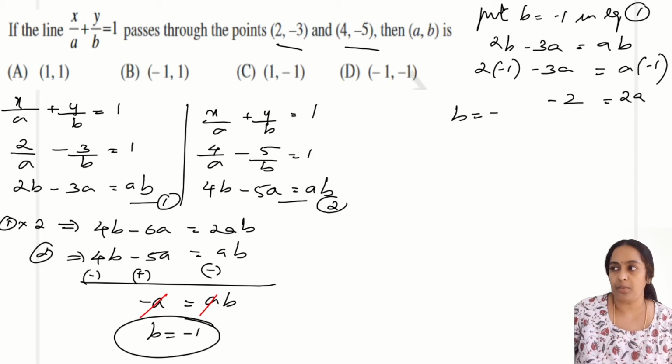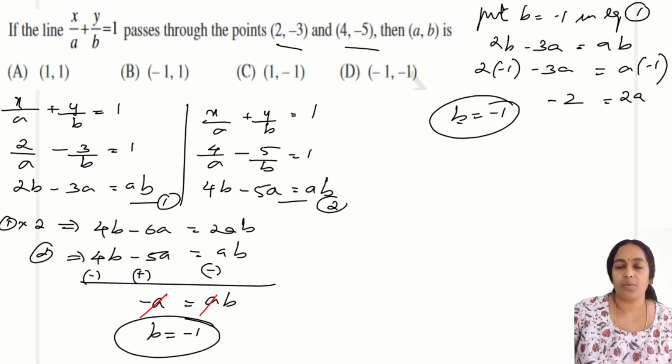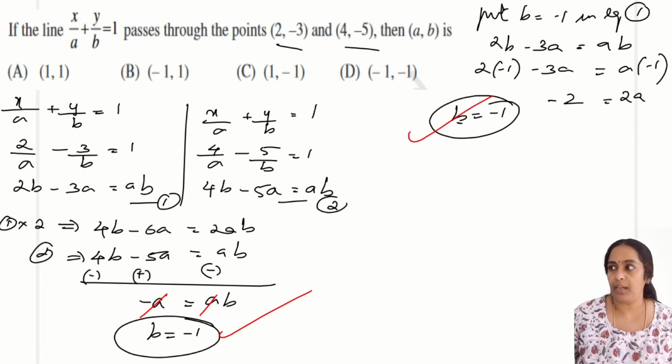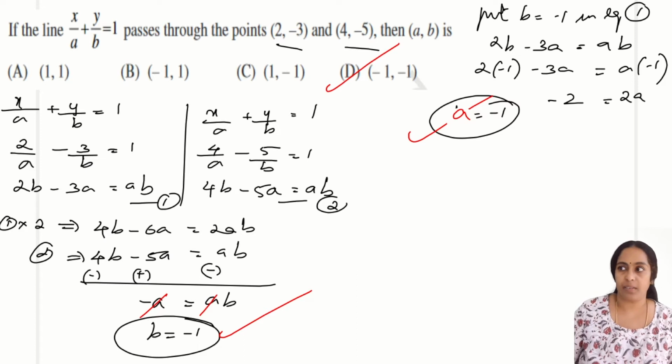B value is also minus 1. So I have a to be minus 1 and also my b value to be minus 1. So the option D is the correct answer. Minus 1, minus 1 is the answer.